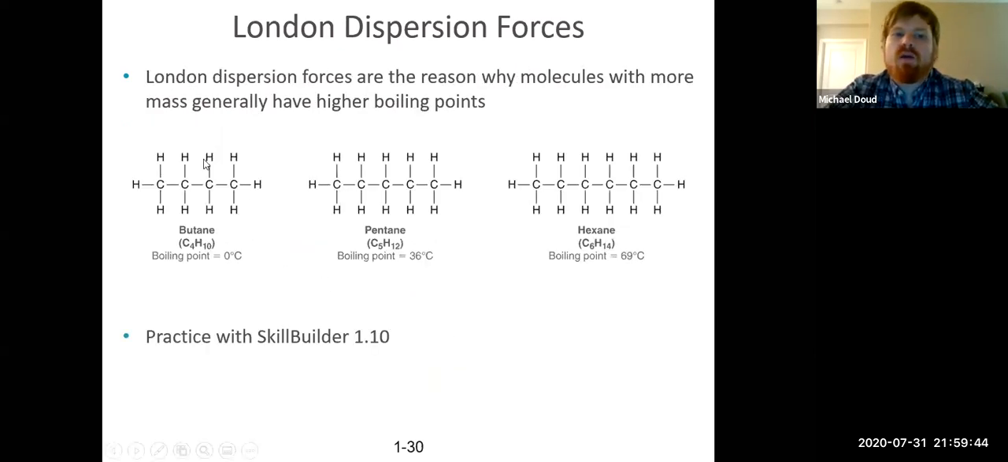And so this is why when we go from butane to pentane to hexane, basically just increasing the number of carbons and hydrogens in the molecule, we increase the boiling point. Butane has 4 carbon-carbon bonds and 10 carbon-hydrogen bonds. Pentane, 5 carbon-carbon bonds, 12 carbon-hydrogen bonds. Hexane, 6 carbon-carbon bonds, 14 carbon-hydrogen bonds. The boiling point increases from 0 to 36 to 69 degrees Celsius. Again, that's just because we're adding up more and more of these dispersion forces, which increases the boiling point.